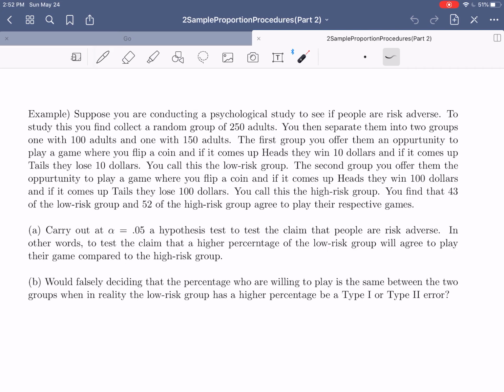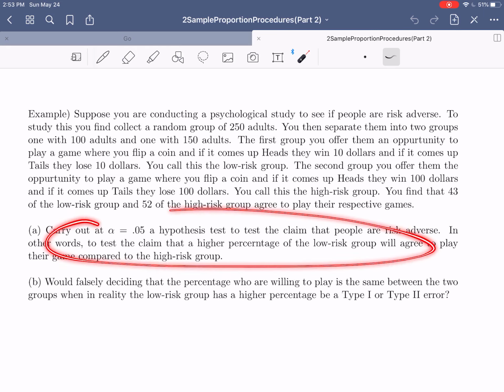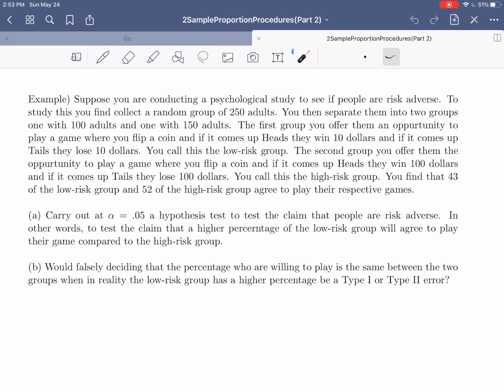In other words, we're going to test the claim that a higher percentage of the low risk group will agree to play their game compared to the high risk group. Because if people are risk averse, a higher percentage of people should be willing to play the low risk game compared to the high risk game. So we're going to carry out that hypothesis test, and then we're going to do a little bit of error analysis. Would falsely deciding that the percentage who are willing to play is the same between the two groups, when in reality the low risk group has a higher percentage, be a type 1 or type 2 error? So we'll run a hypothesis test and then do a little bit of error analysis here.